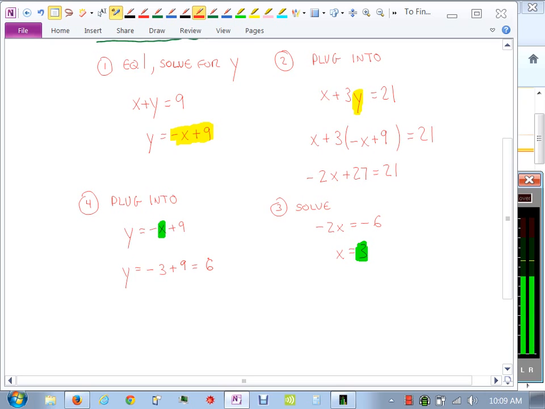So what is the point of intersection? Yep, the point of intersection is the point 3, 6. And just make sure you get that order correct, right? It's not 6, 3, it's 3, 6. 3 was the x, 6 was the y. That all make sense?